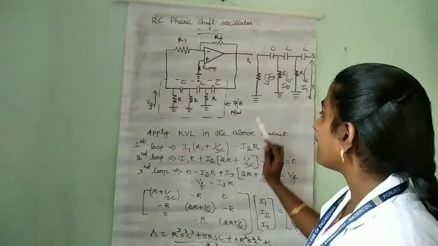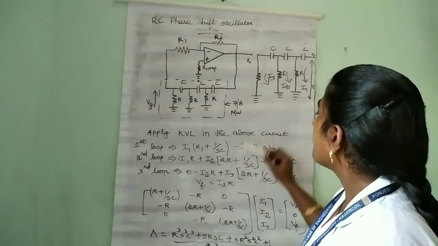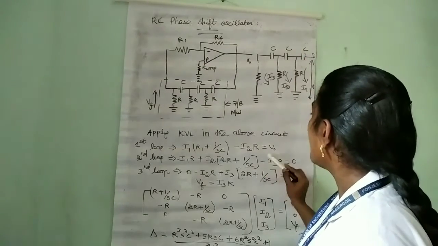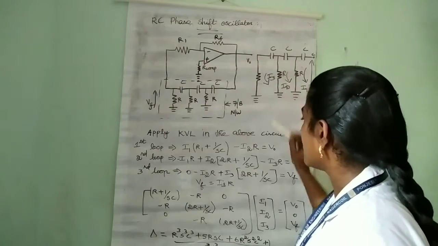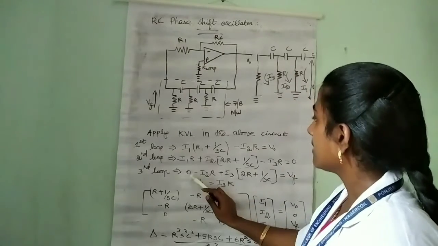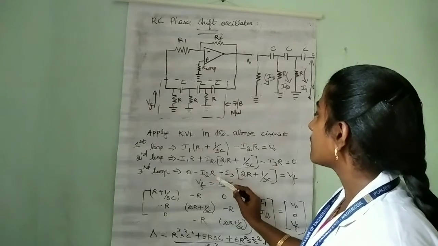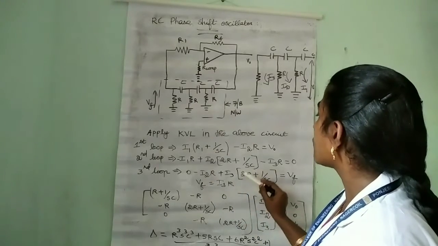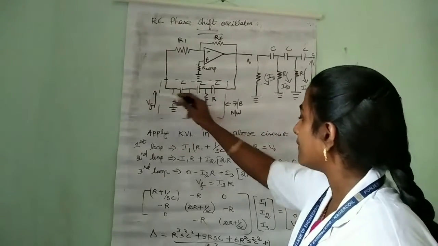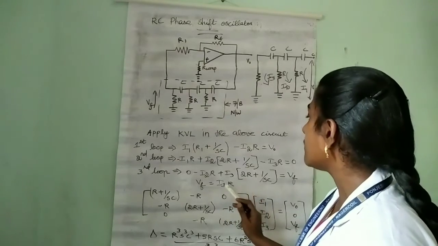In the second loop you will have minus I1 into R plus I2 into 2R plus 1 by SC, minus I3 into R, that is equal to 0. In the third loop the source value is 0, so 0 minus I2 into R plus I3 into 2R plus 1 by SC, that is equal to VF. So VF is equal to I3 into R.